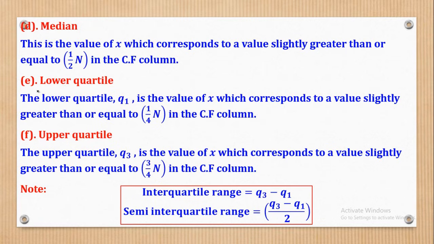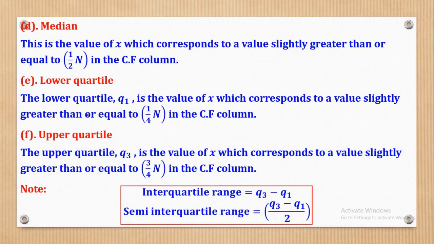But for now, we are first setting all the formulae. Median, quartiles, percentiles, and deciles almost have the same formulae. The only difference is the position. For example, for the median, it was slightly greater than or equal to a half N. For lower quartile, it will be slightly greater than or equal to a quarter N. And for upper quartile, it will be slightly greater than or equal to 3/4 N.